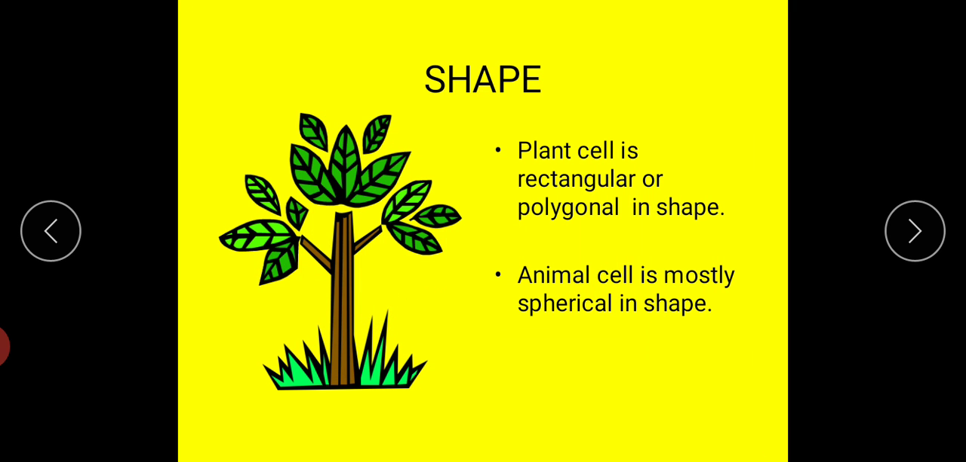The first difference is based on the shape of the cells. Most of the plant cells have a rectangular or polygonal shape. Animal cells are mostly spherical, some of them are branched and have different structures depending on what function they are performing.